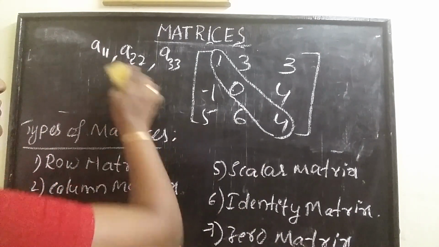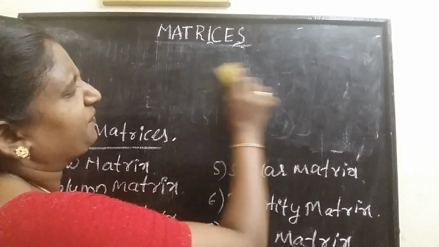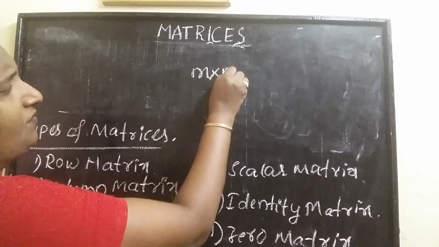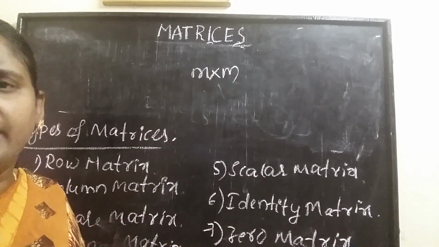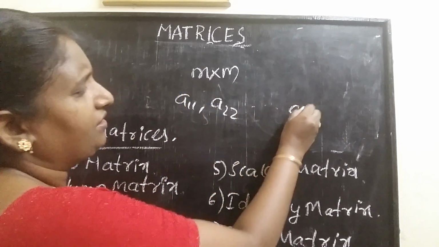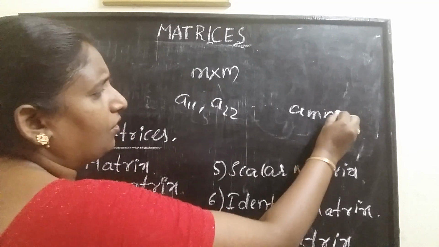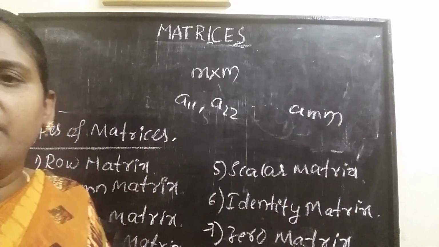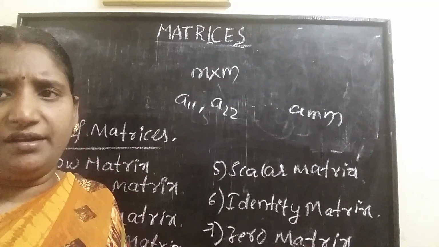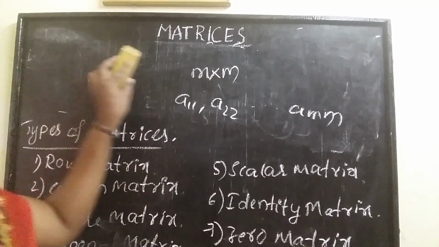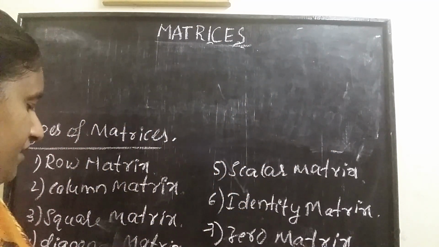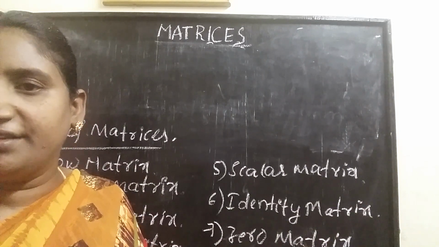In definition-wise, how can we say that? If you have a matrix of order m by m, then the elements a11, a22 and so on up to amm are called the diagonal elements of a matrix. Now we have to go for the definition of the diagonal matrix. The diagonal elements we already discussed here.